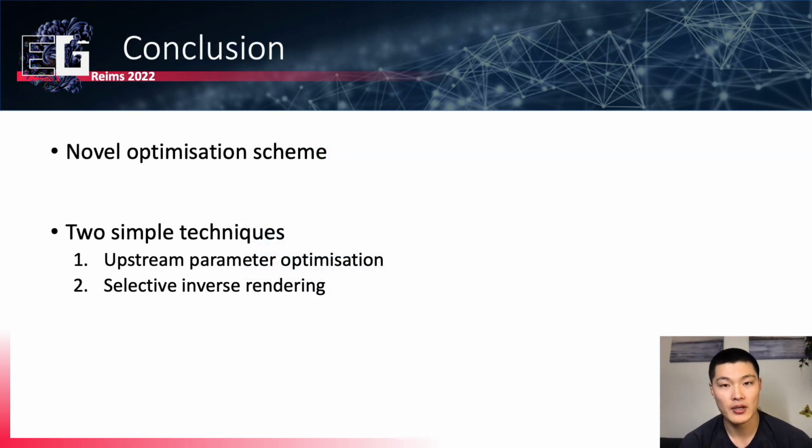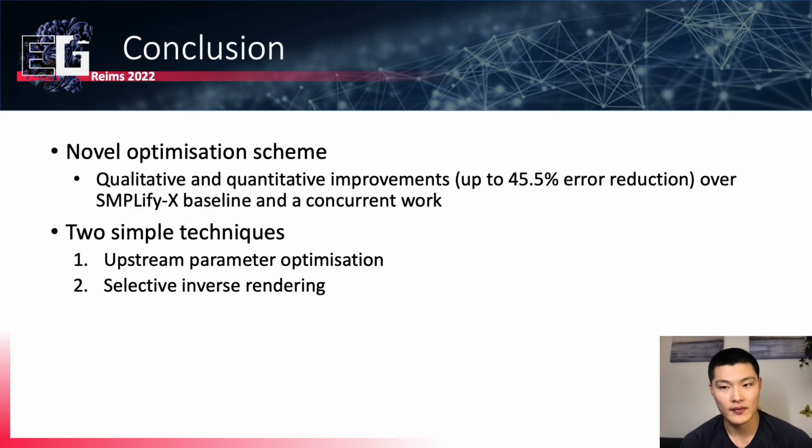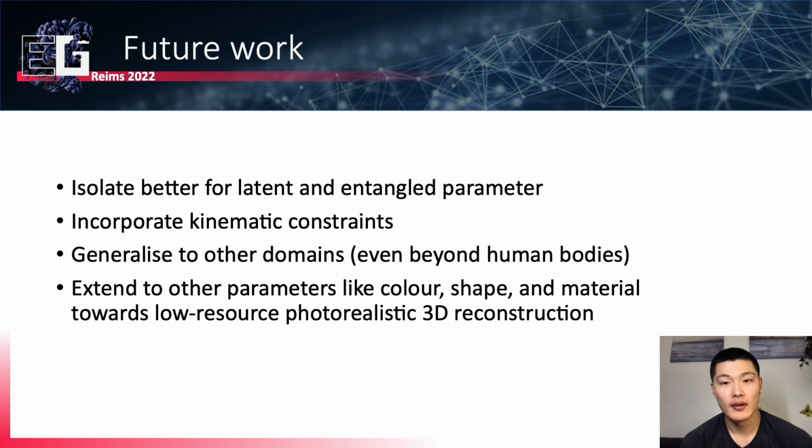In conclusion, we have presented a novel optimization scheme for human body reconstruction, along with two simple yet powerful techniques, upstream parameter optimization and selective inverse rendering. We have achieved qualitative and quantitative improvements up to 45.5% error reduction over Simplify X baseline and concurrent work. Finally, in future work, we would like to isolate selected part better when dealing with latent and entangled parameters, incorporate kinematic constraints to the optimization, and extend our work to other domains, even beyond human bodies, as well as other parameters like color, shape, and material towards low-resource, photorealistic 3D reconstruction.